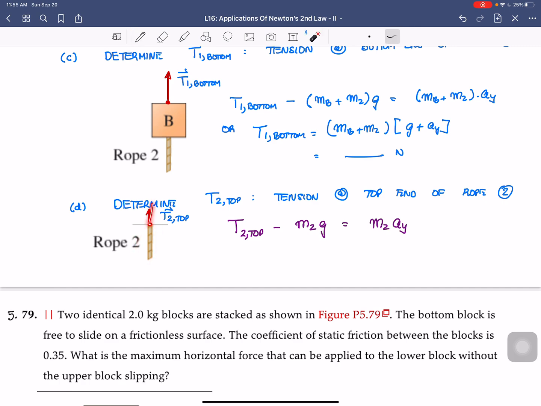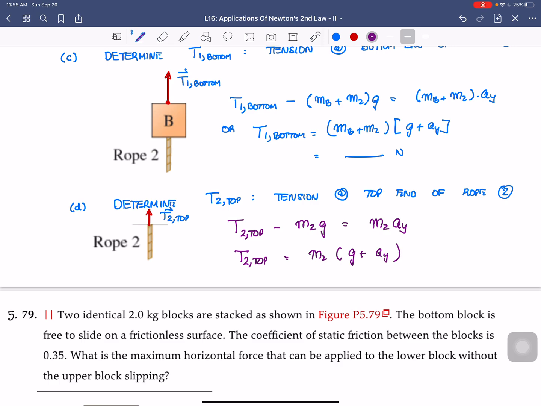You'll see there is the tension, there is the weight, and that's what the left-hand side of this expression is telling you, and equals the mass times acceleration, which would be the mass of rope 2 times the acceleration. And so from there we have T2 top is equal to M2 times (g + a_y).